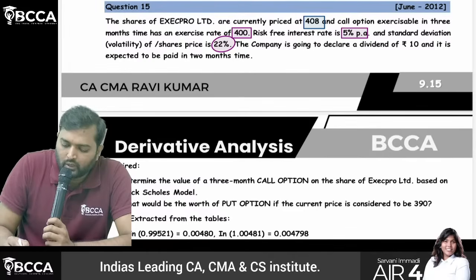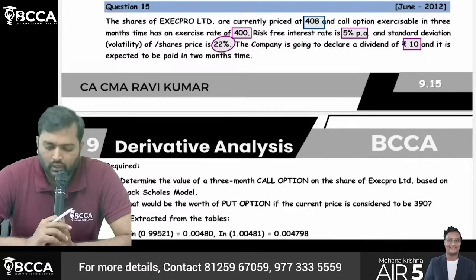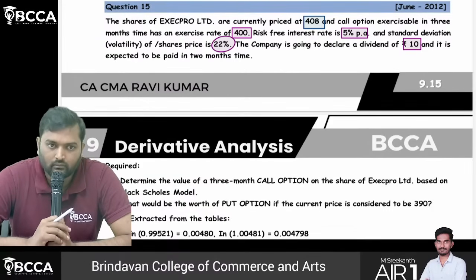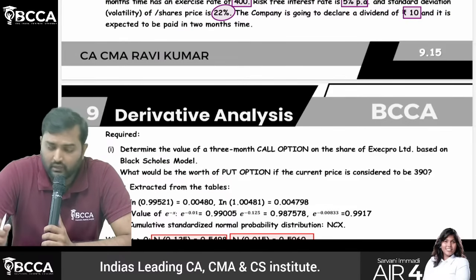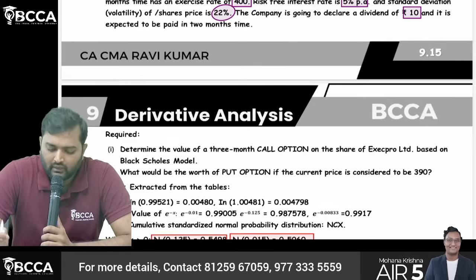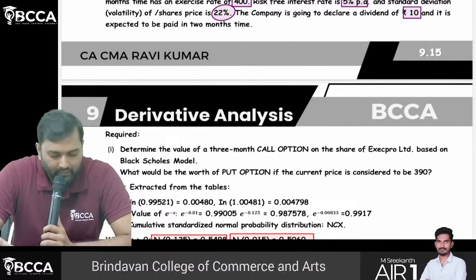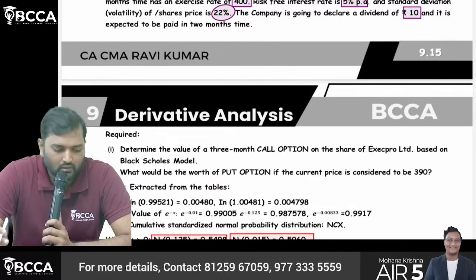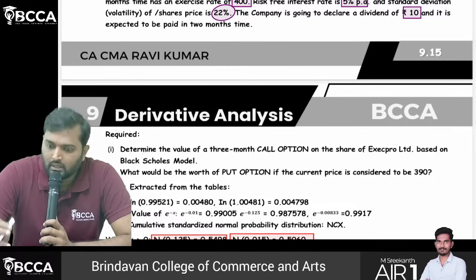The company is going to declare a dividend of 10 rupees, and it is expected to be paid in 2 months time. Required: determine the value of a 3 months call option on the share of the company based on the Black-Scholes model. Based on the Black-Scholes model, we should find out the value of a 3 months call option.